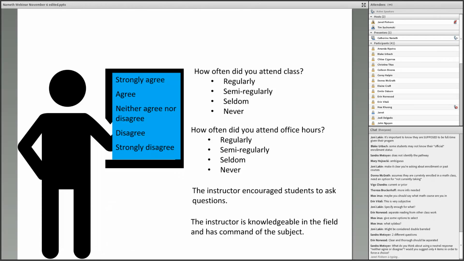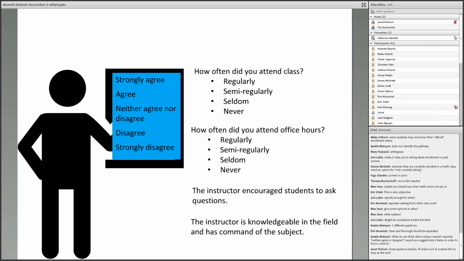And then the fourth step in this process would be putting on the final layer: the instructor is knowledgeable in the field and has command of the subject. So now we have information on student behavior related to student perceptions of the instructor, and we can look at this data and break it down in different ways. Again, there's more data, but there's also more useful data for the instructor, for program development, for faculty development, for the administrators, possibly for the tenure committee, depending on your context.